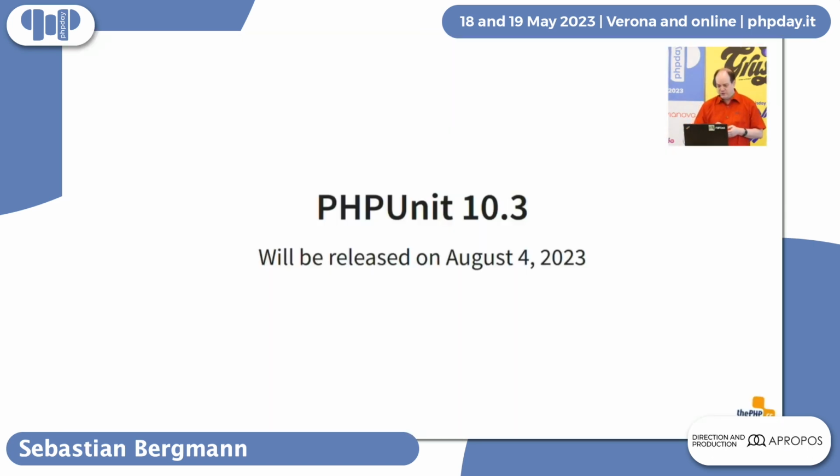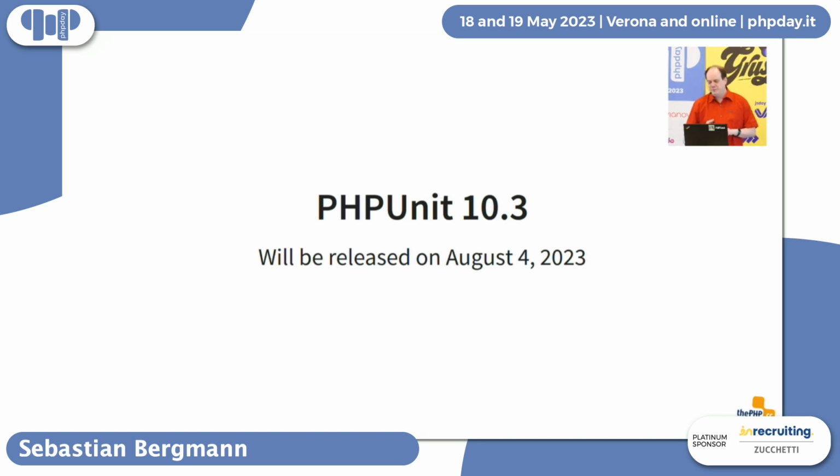Looking forward a bit, PHPUnit 10.3. To be honest, at this point, that's too far in the future for me to talk about what will be in there, what will not be in there. But I can tell you what we're currently working on. We are working on a new XML log file format for test results.